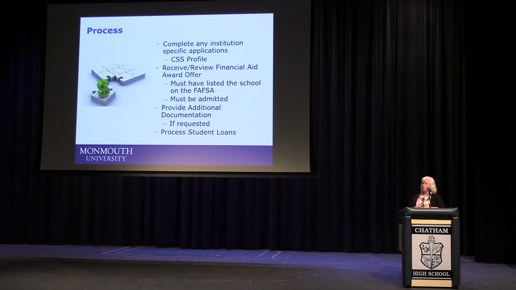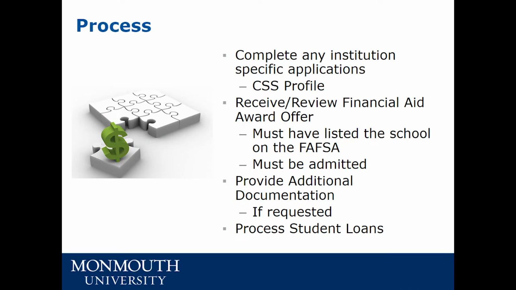So we got our FAFSA done, but what else do we need to do in the financial aid process? You want to make sure that with any of the colleges your student is interested in, you ask: are there any other forms I have to fill out? They may have their own college-specific form. They may ask you to fill out something called the CSS profile. This is a form put out by the College Board. It does cost money to complete it.